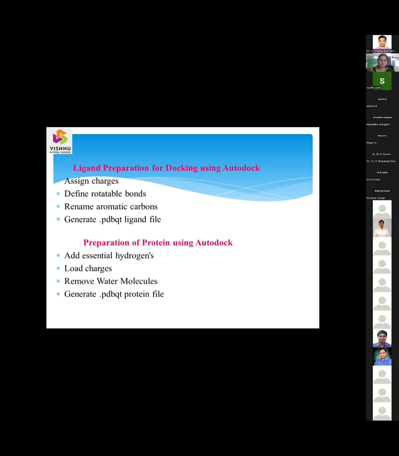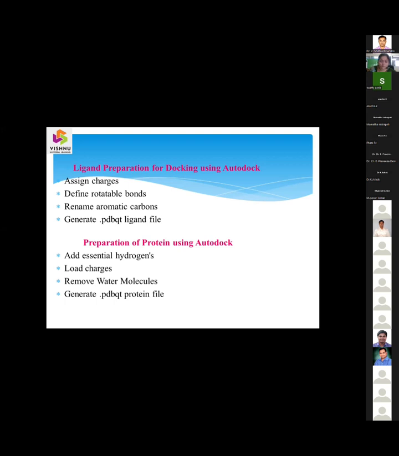And rename the aromatic carbons. Generally, aromatic groups are present in the ligand. In that, how many aromatic carbons are there? We have to rename those. And after renaming the aromatic carbons, we have to generate the .pdbqt format. Already I told you that qt is nothing but the charge. After giving the charge, we have to generate the pdbqt ligand file.